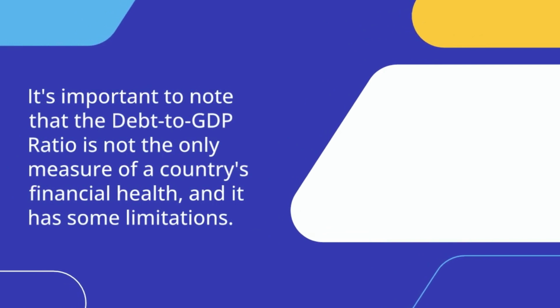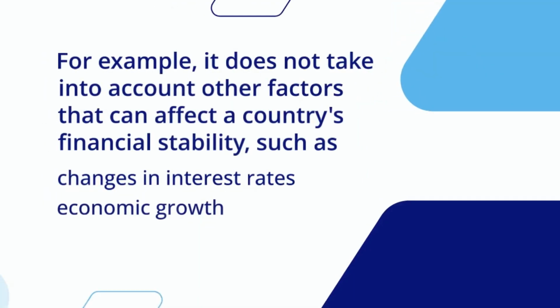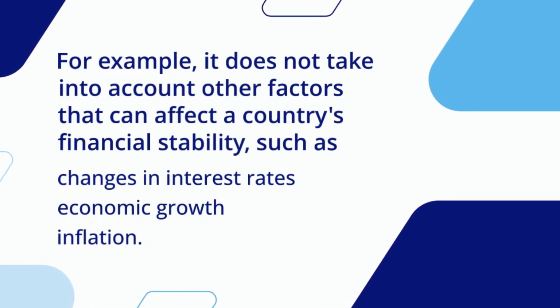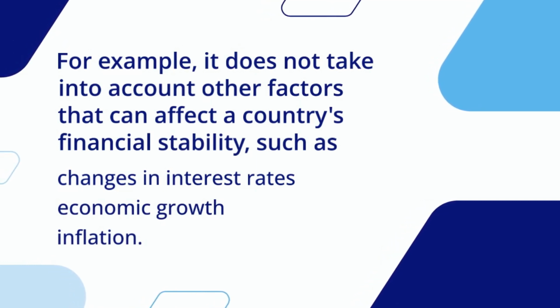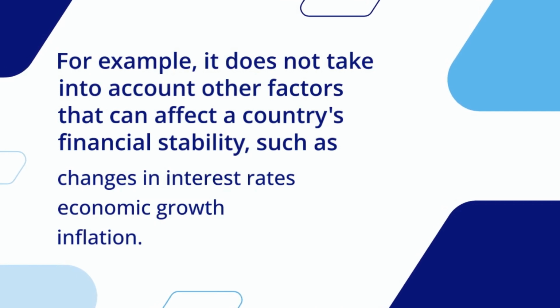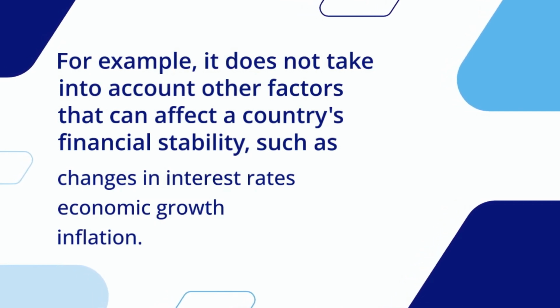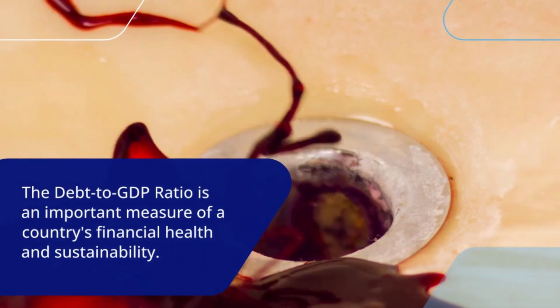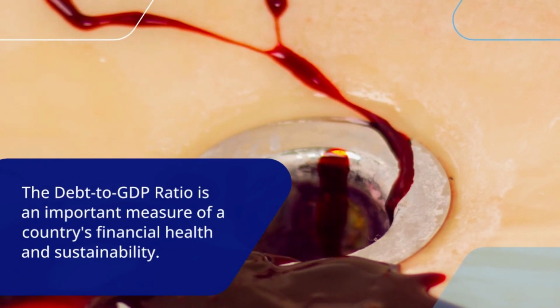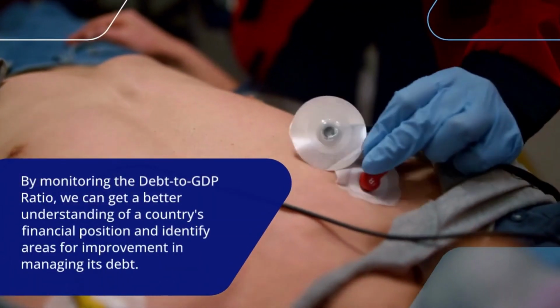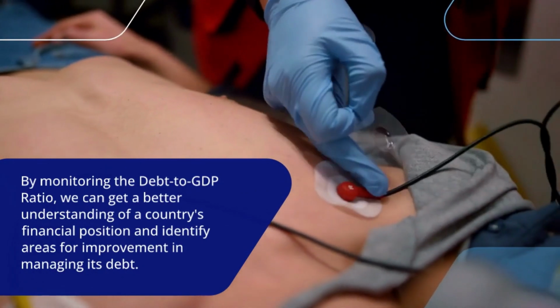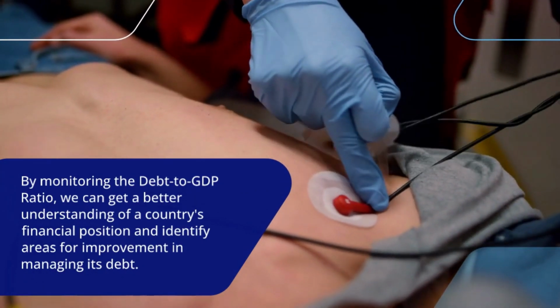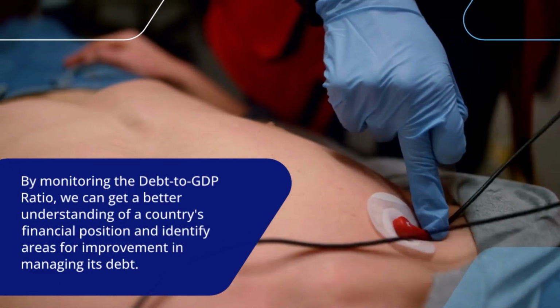It's important to note that the debt-to-GDP ratio is not the only measure of a country's financial health, and it has some limitations. For example, it does not take into account other factors that can affect a country's financial stability, such as changes in interest rates, economic growth, and inflation. The debt-to-GDP ratio is an important measure of a country's financial health and sustainability. By monitoring the debt-to-GDP ratio, we can get a better understanding of a country's financial position and identify areas for improvement in managing its debt.